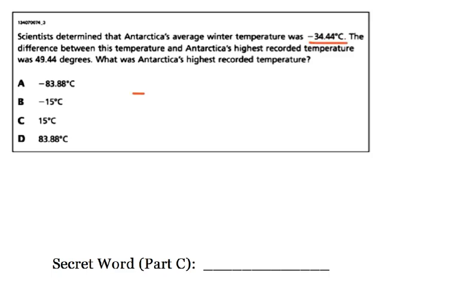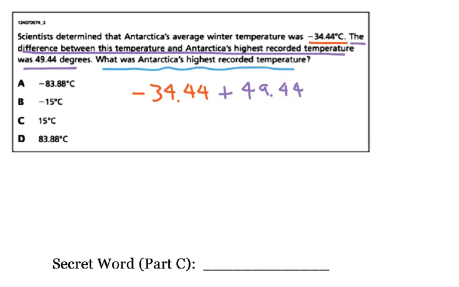So let's start with what we know. We know that the average temperature was negative 34.44 degrees. And then it says the difference between this temperature and the highest temperature was 49.44 degrees. So this is actually telling us that we need to add. And it's telling us this because it's asking about the highest, it's giving us this one, and then it's telling us that the highest one is going to be this much greater than it. So we would have to add that much to figure out what it is.